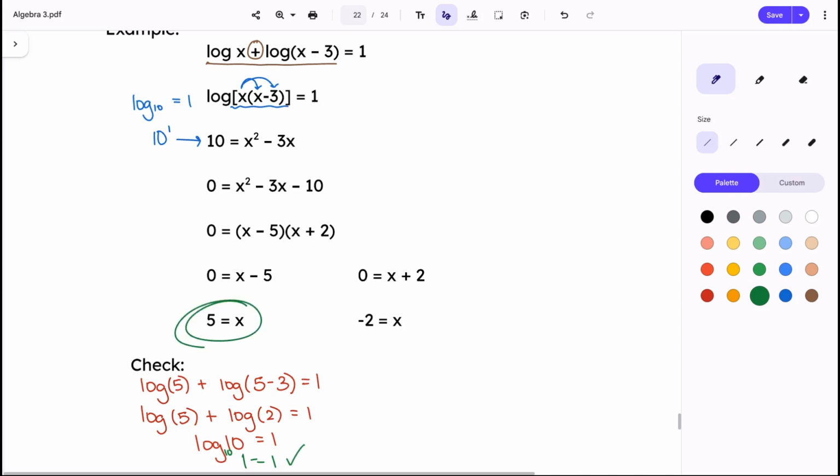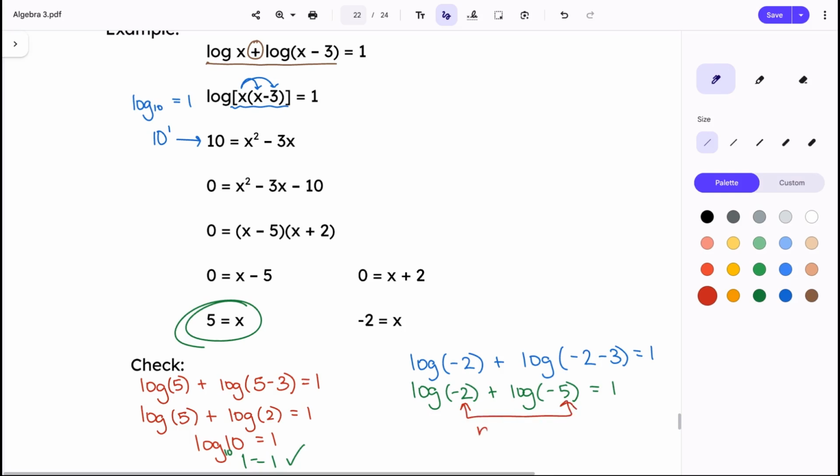We can keep it. Now, for the negative 2, I'm going to do the same thing. I'm going to plug it in. I'm going to get log negative 2 plus log negative 2 minus 3 equals 1. What's going to happen here is this is going to say log of negative 2, and this is going to say log of negative 5. We can't have these negative logarithms. These are causing problems. I'm just going to say this is not good when we're in math. So we can't have a negative logarithm. If you try to evaluate this in your calculator, it's not going to work out. So we have to throw out the negative 2. It's not a good answer for us.